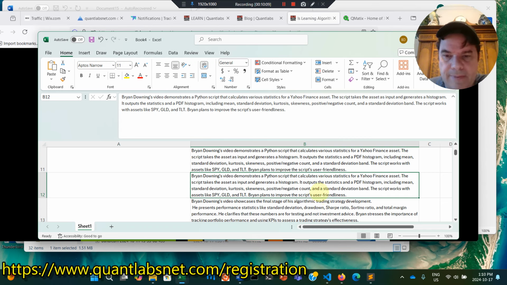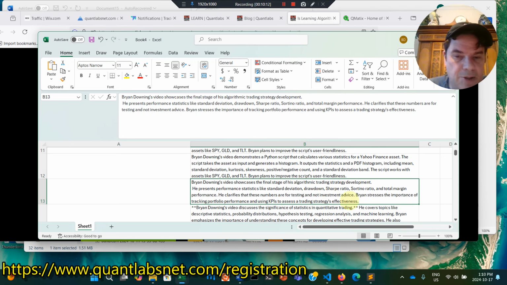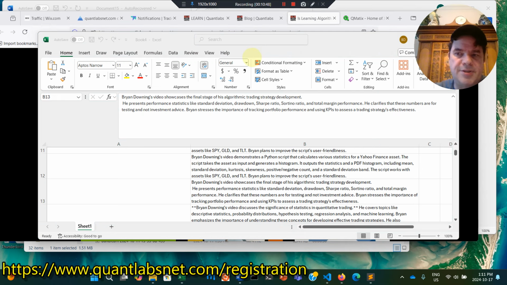Brian showcases the final stage of an algo trading strategy using statistics like standard deviation, drawdown, Sharpe ratio, Sortino ratio, and total margin performance. So Sharpe is what everybody uses, but that's assuming that there's momentum in the market. Over the last few years, you'll notice there's a lot more volatility in the market. So that's where the Sortino comes in. Continuing along.